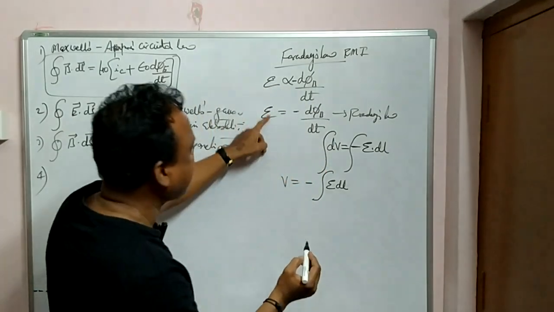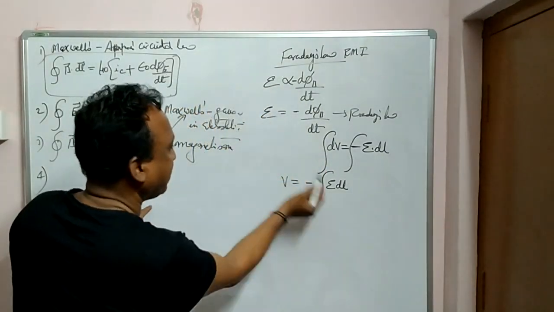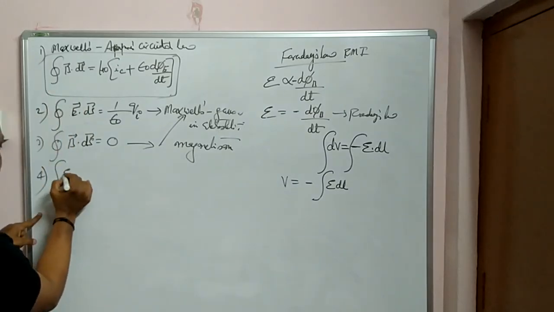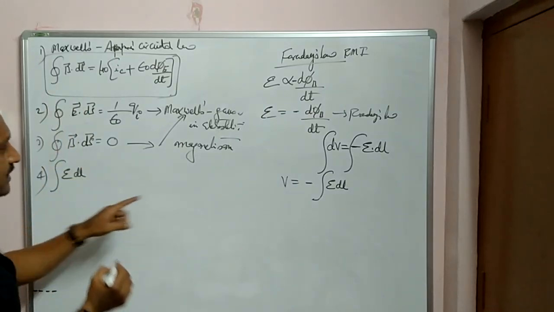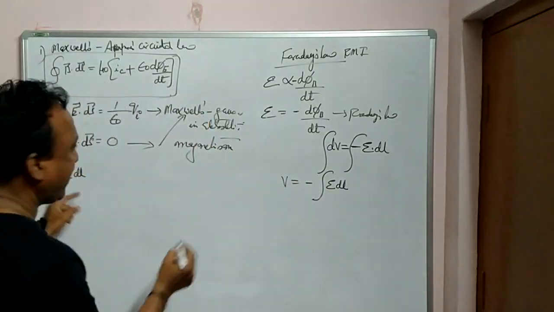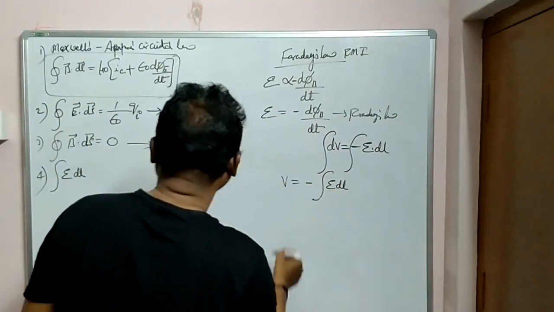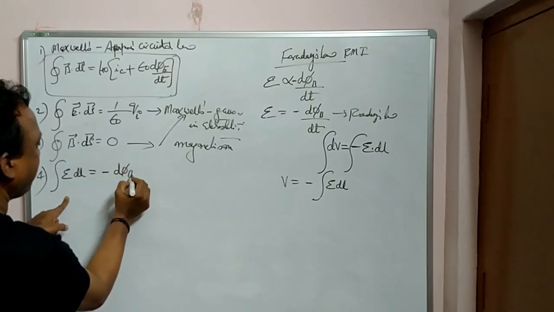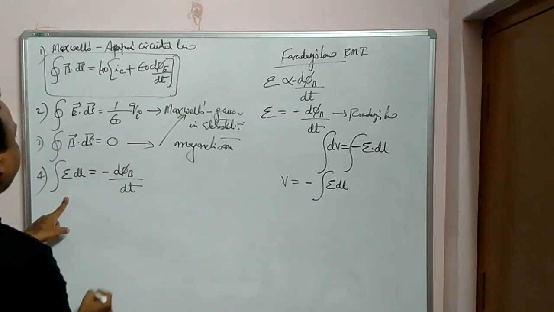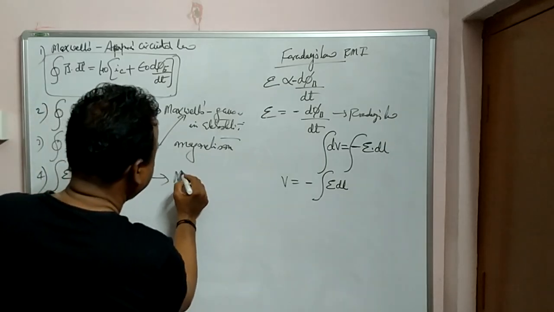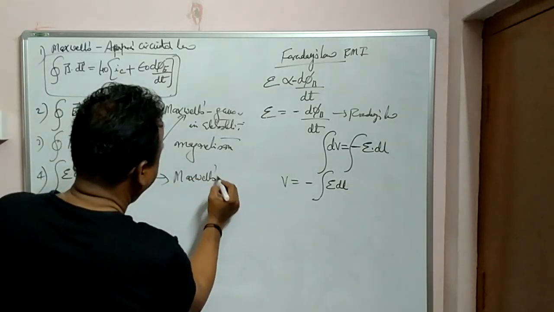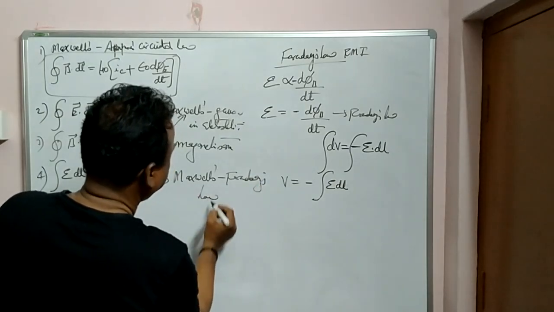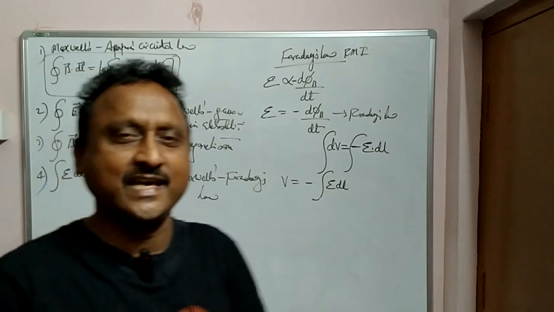Now these two are the same, so I can put it here in the place of E. Therefore, I write the fourth equation: integral E dl, I'll take the magnitude, is equal to minus d phi B by dt. This fourth equation is named Maxwell's Faraday's law.